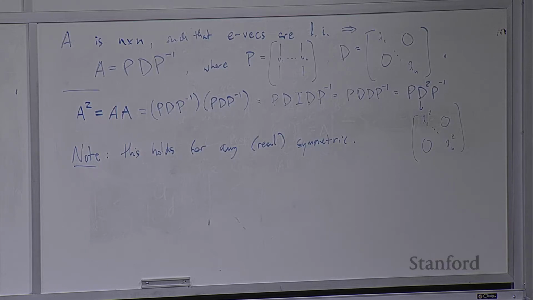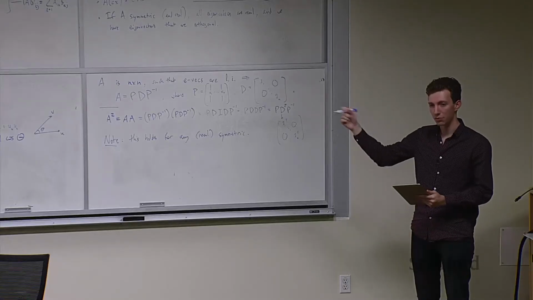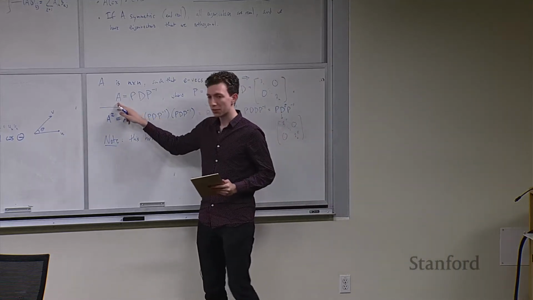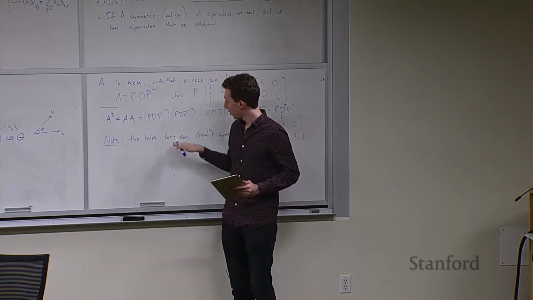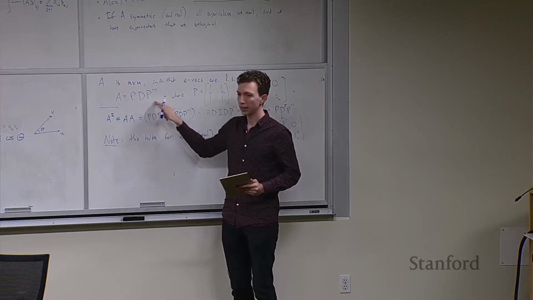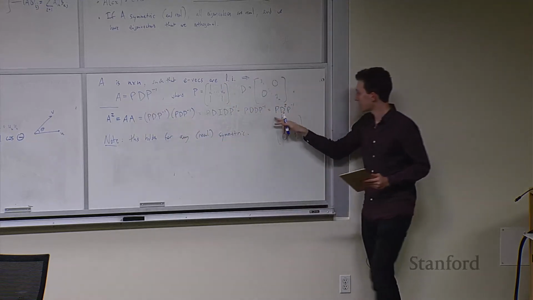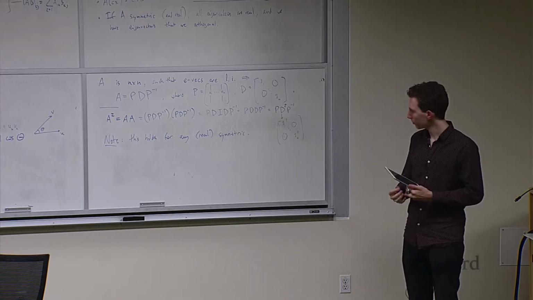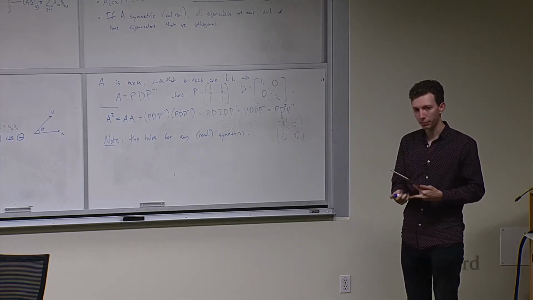Well, think about, for example, the case that A is an adjacency matrix. An adjacency matrix for an undirected graph is going to be symmetric, right? If there's an edge from U to V, there's an edge from V to U. And so it might happen that you want to do some math on an adjacency matrix, and you know that because it's symmetric, you can write it like this. And so taking powers of it is actually going to be very easy. OK. Any questions about that?